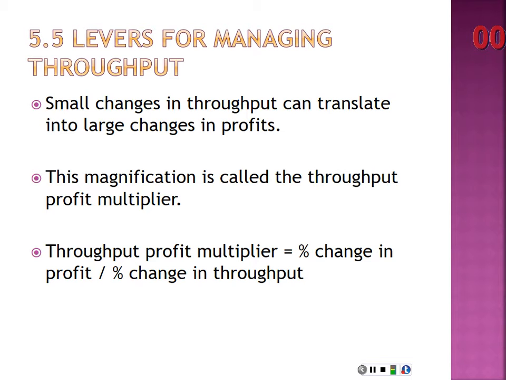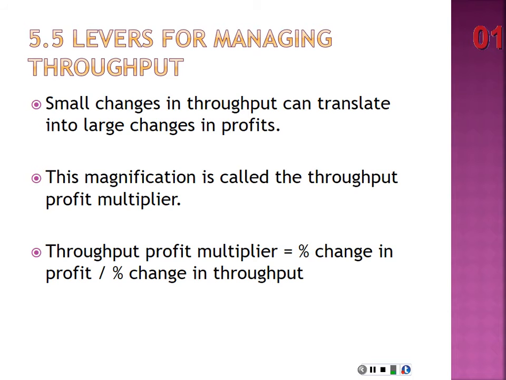Okay, and so I am just going to read from the text here. Section 5.5, page 110, says, so now let us examine some of the levers available for managing the throughput of a given process. As mentioned earlier, such levers have a powerful impact on profitability. Since a large fraction of the costs of operating a process are fixed, small changes in throughput could be translated into large changes in profits. We call this magnification the throughput profit multiplier. And that throughput profit multiplier, we calculate it by taking the percent change in profit and dividing it by the percent change in throughput.